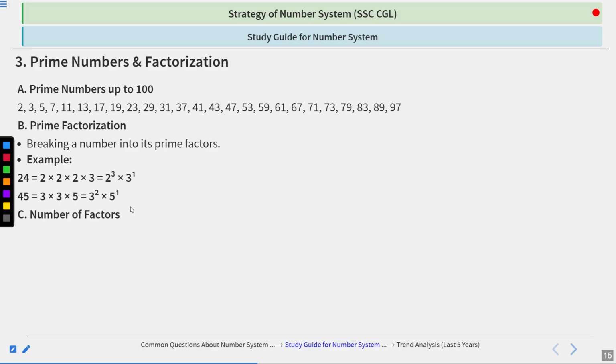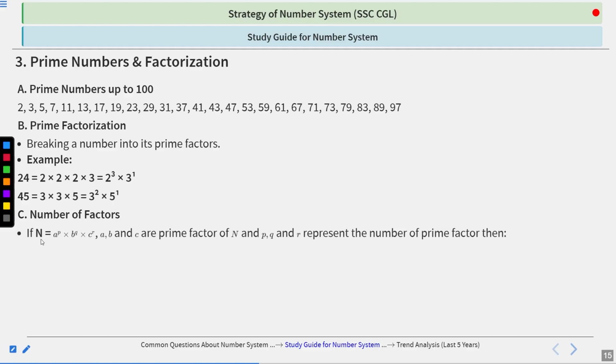Now the number of factors. The question will be asked in SSC CGL exams: find the number of factors. So if n has a to the power p into b to the power q into c to the power r, where a, b, c are prime factors of n and p, q, r represent the powers of the prime factors, then the total number of factors will be (p plus 1) multiplied by (q plus 1) multiplied by (r plus 1). We get the total number of factors.